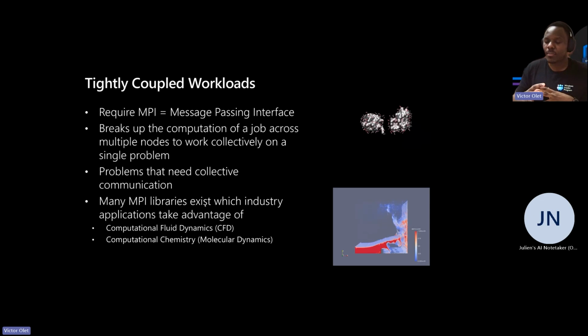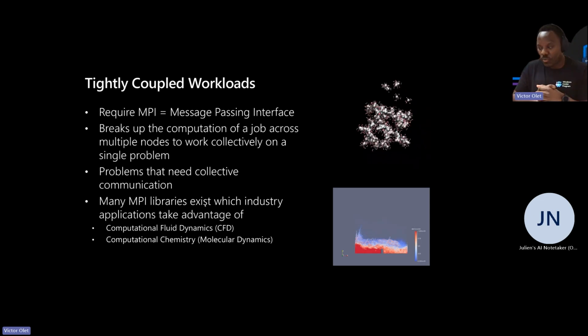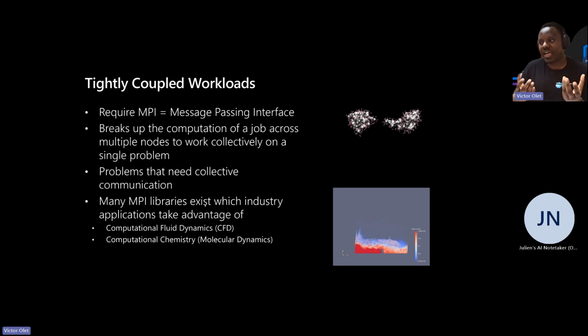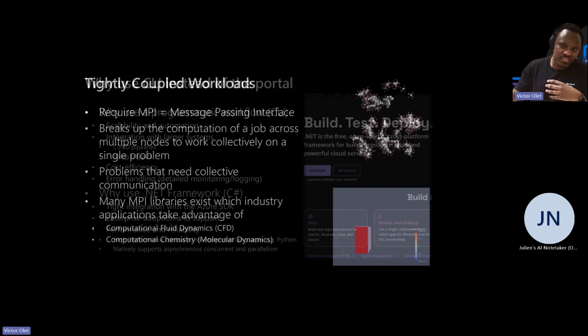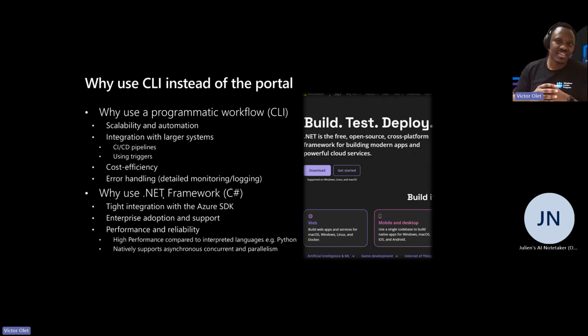These tend to be more difficult compared to the loosely coupled workload because they require a bit more overhead. And this is actually what I did in part one of my series: I looked at how to set these jobs up via the Azure portal. So what I want to do for this series is demonstrate the same, but we're not going to use the portal. We're going to use the Azure CLI. So why would we need to use a CLI instead of the Azure portal? We'd be using a programmatic workflow.